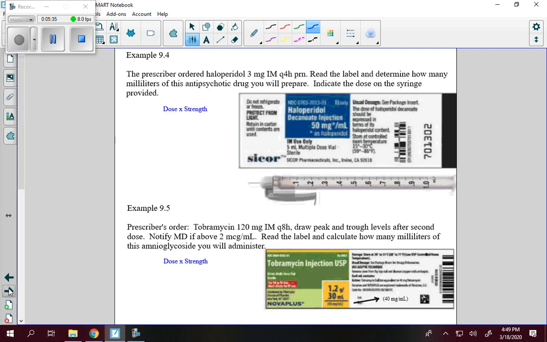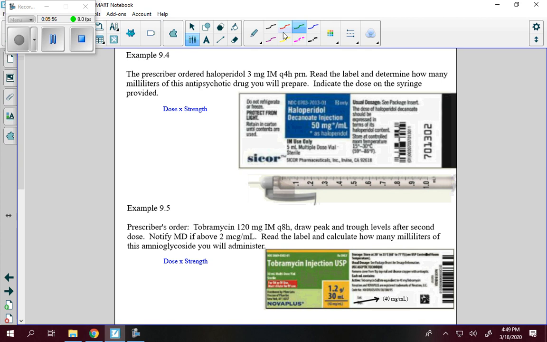All right, the prescriber ordered haloperidol, 3 milligrams intramuscularly every 4 hours as needed. Read the label and determine how many milliliters of this antipsychotic drug you will prepare. Indicate the dose range on the syringe provided.